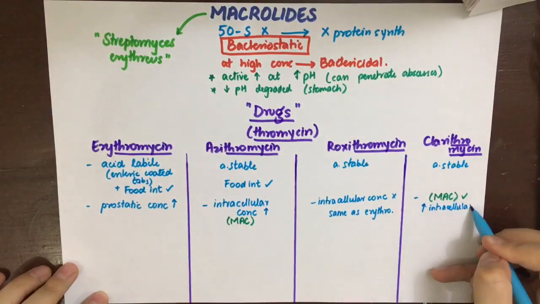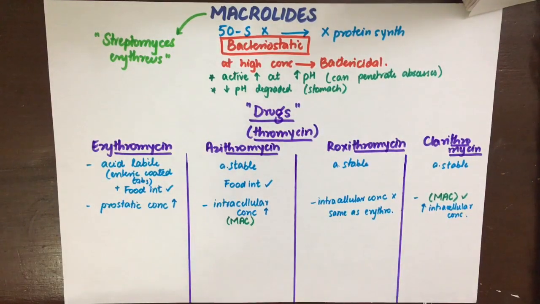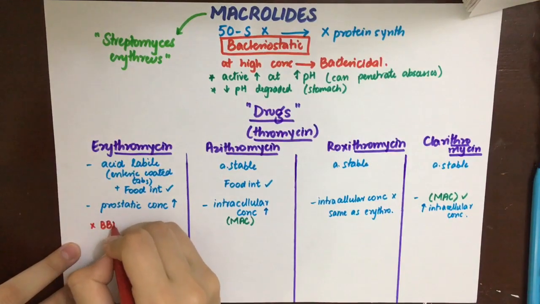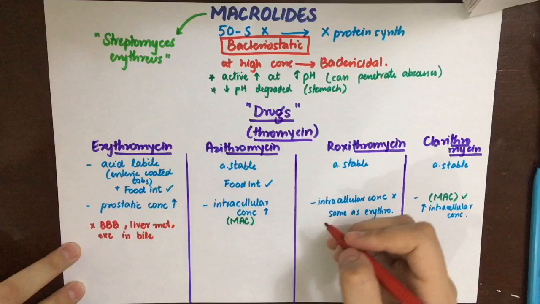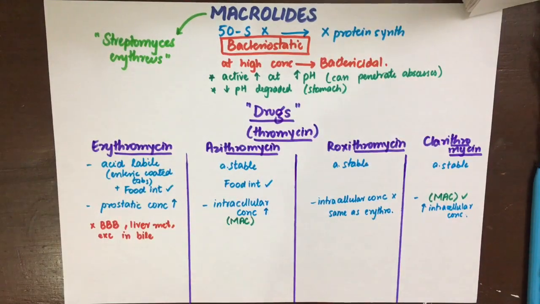Some points regarding the pharmacokinetics of erythromycin are that it does not cross the blood-brain barrier, is metabolized in the liver and excreted in the bile. Its oral bioavailability is low because it is acid labile and has a short duration of action.